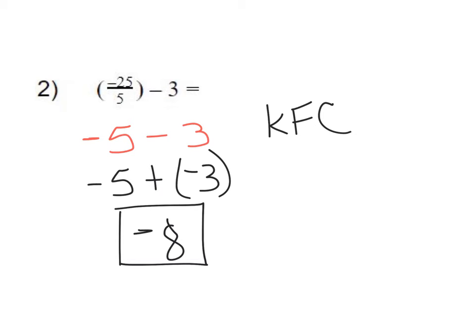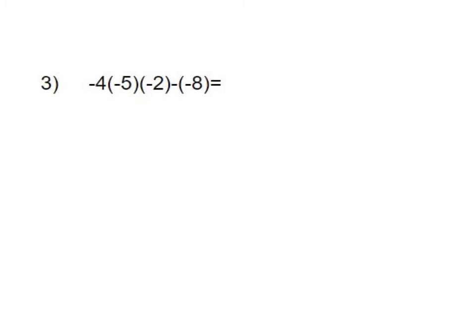So stop the video and copy the problem. Okay, here's example 3. Again, don't write anything until you finish that. Now, if you notice here, we have a number next to parentheses, then a parentheses next to a parentheses. All that means is multiplication. So we do the first two numbers first, and then we do the third one. So let's start with this one.